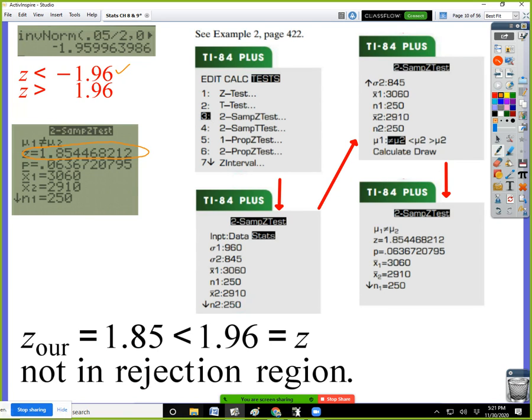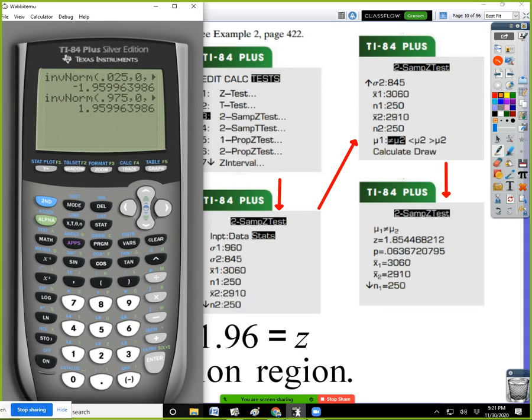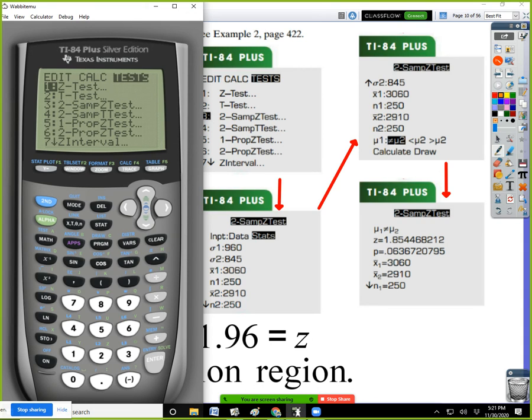If you're doing the z-test, you got to go to stat tests. So let me pull up my calculator. I go stat, tests, and I go 2-sample z-test, which is number 3. I want to use stats because that's what was given. I arrow down. Sigma 1 was 960, and sigma 2 was 845, and 3060 was my debt, and 250 people, and 2910 was my debt, and again 250 people.